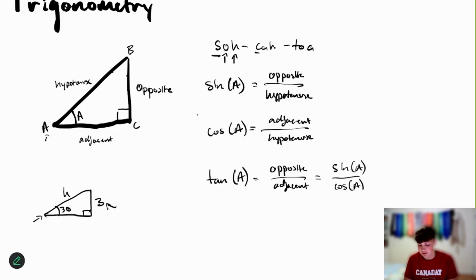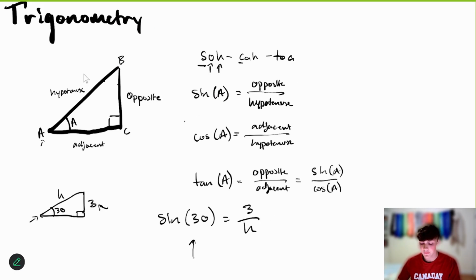opposite and hypotenuse. So we could say sine of the angle 30 is equal to the opposite 3 divided by the hypotenuse h. And what we now have is one equation with one variable. So we can solve for h pretty simply, right? You can use a calculator, or you should probably know what sine of 30 is off the top of your head using a unit circle. If you haven't studied the unit circle in the past or you need a refresher, go look up a unit circle online. Okay, so that's the basics of trigonometry, right?